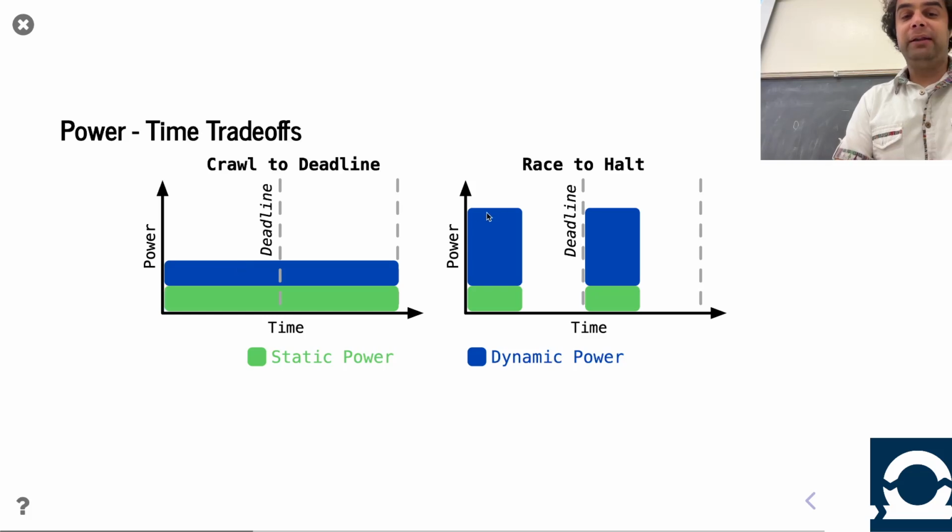So the question is, is this additional dynamic energy greater or less than the amount of static energy I save by turning off, right? So it's going to depend. Both strategies are commonly used in different systems. So you have these two different approaches.